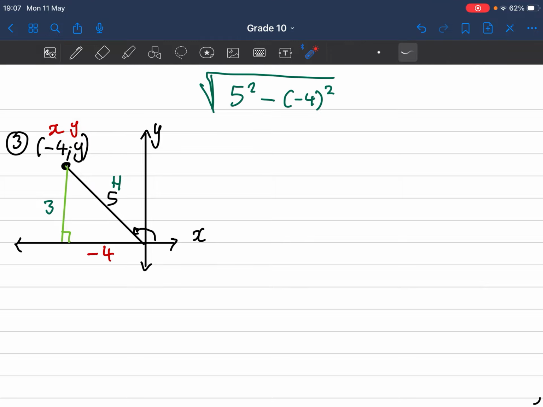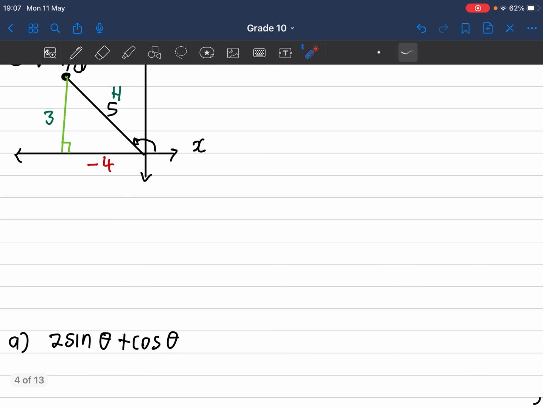Now, is this a positive 3 or a negative 3? Well, it's going on our y-axis on the positive side, so it's going to be a positive 3. Right? So when we work out one of the sides, we're going to ask ourselves that question: is it a positive or negative value?